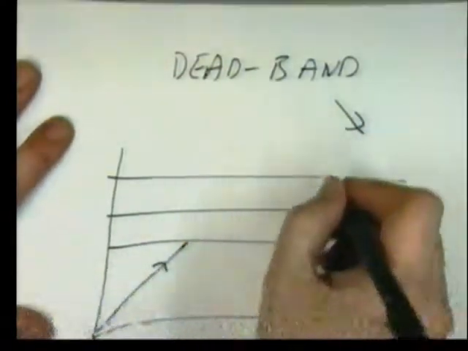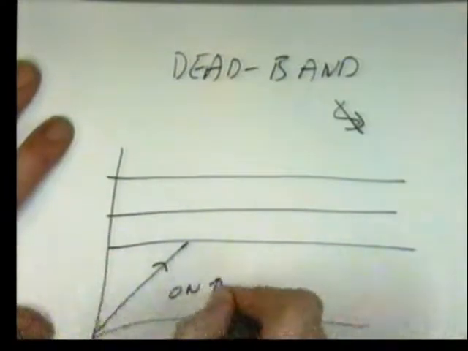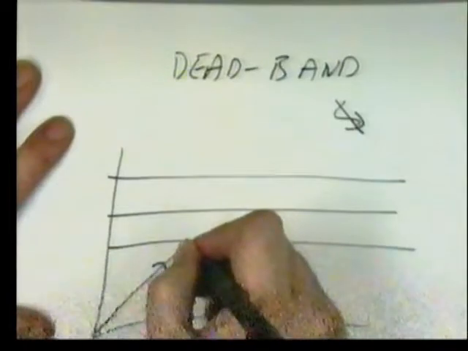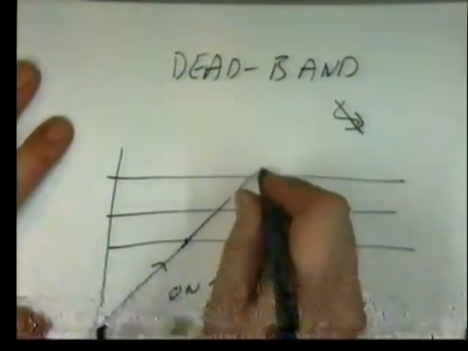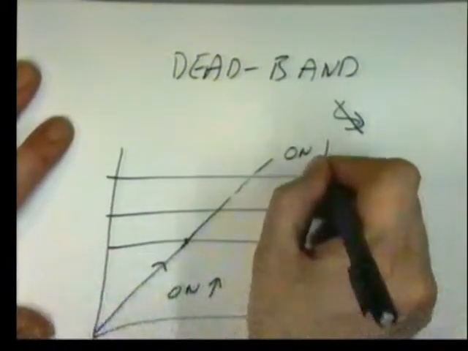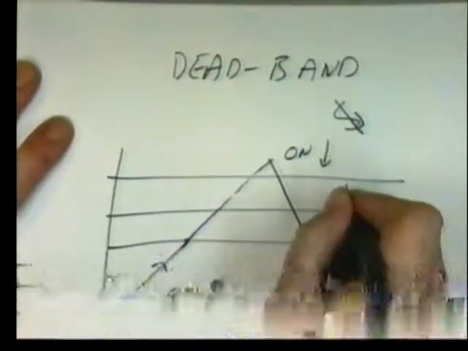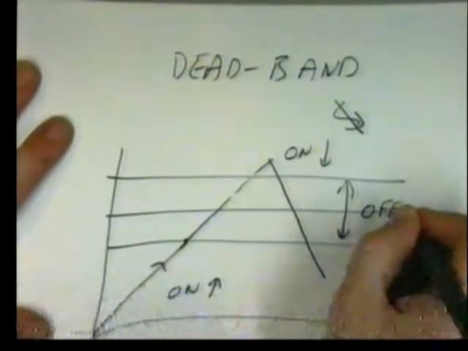And the way it works is that we drive up when we are below the dead band, but when we hit the dead band, we switch off. Now the system will still tend to overshoot, and only when it is over at the top will we drive it back down. The idea is that whenever you are within the dead band, both systems are off.